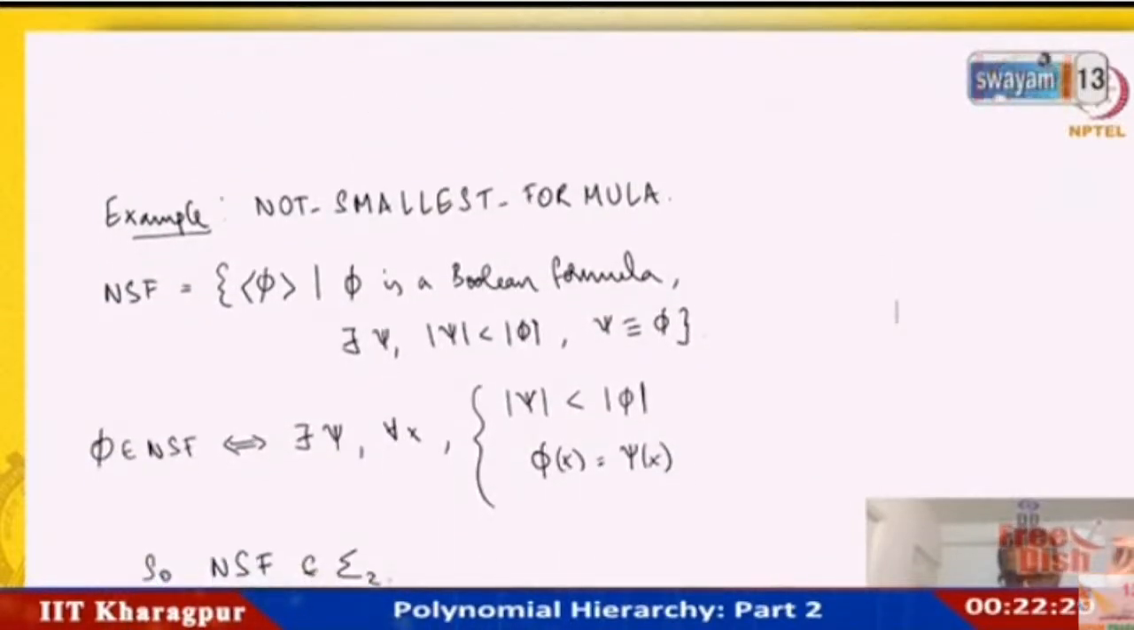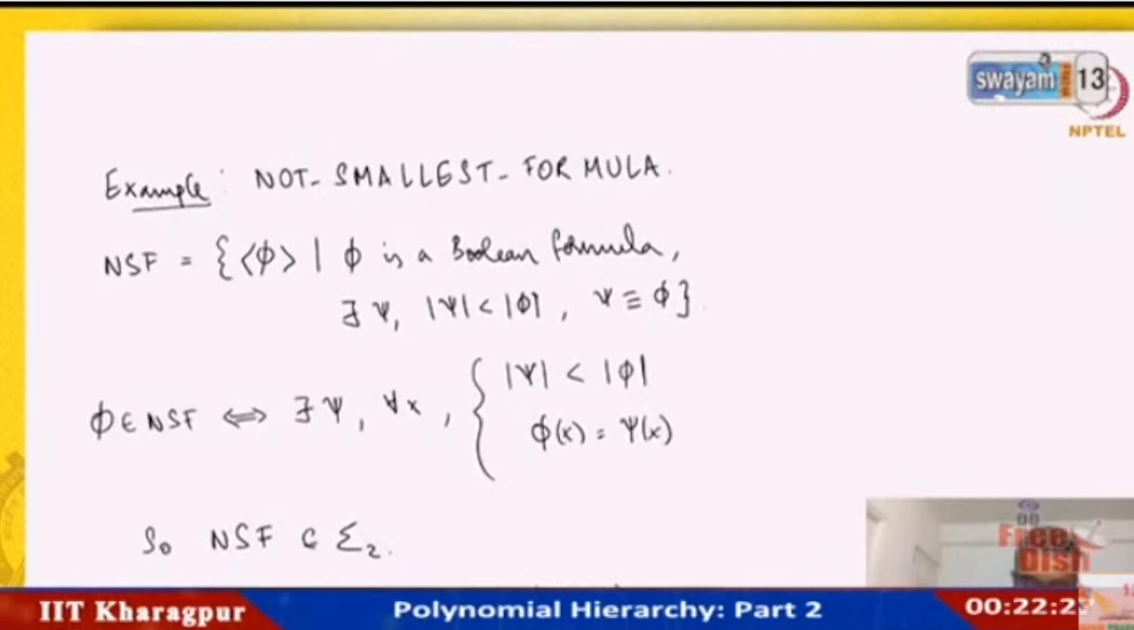Now some examples. One is not smallest formula. So for instance, what is a not smallest formula? Consider x1 and x2, or x1 and x2 complement. So when will this be true? This is true whenever x1 is true, and this is false whenever x1 is false. And you can verify that this is just another way of writing x1.